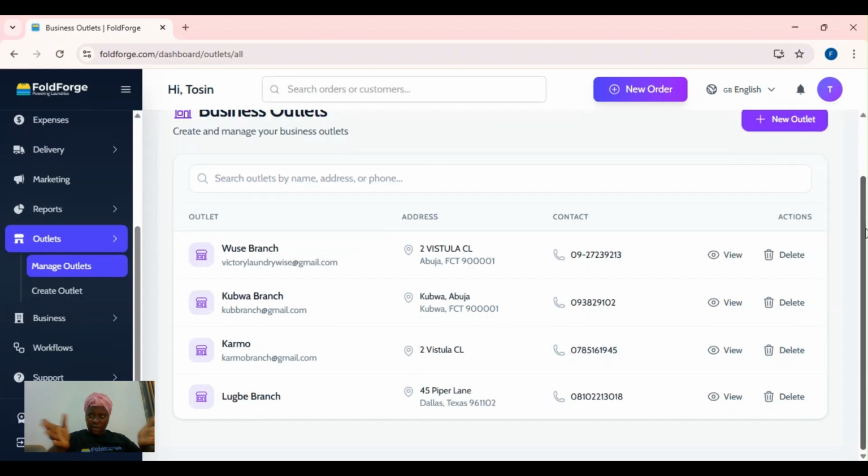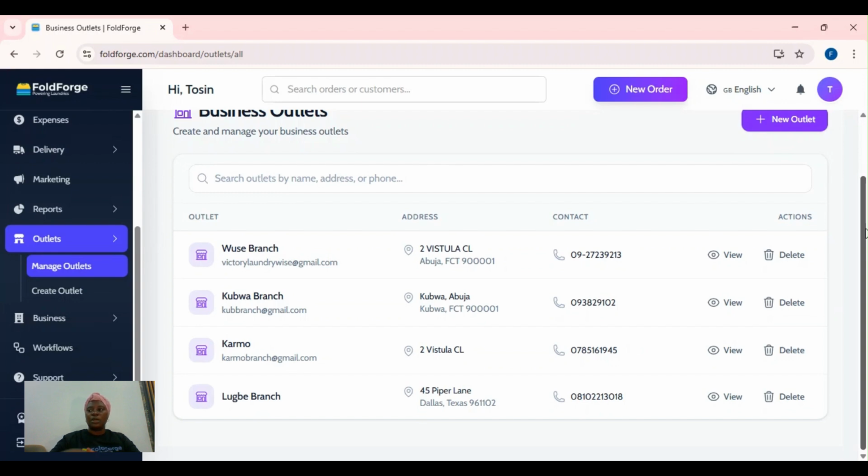Let's say you are based in Ikorodu, Lagos, and then you have another branch in Lekki, and then you have another branch in Ogbomoso in Osun State, and then you have another one in Abeokuta. So these are branches, and this system lets all those branches have their own systems under one umbrella. So they'll all be under your name, but you have your different outlets, your different branches.